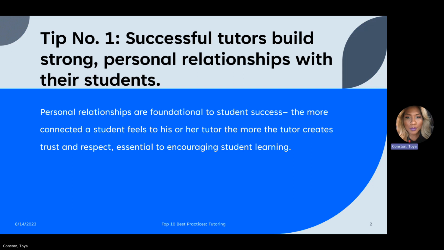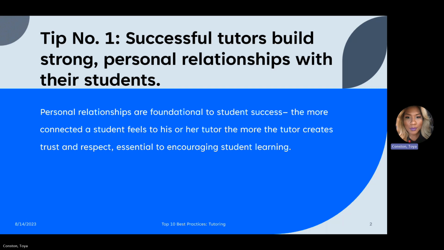As a tutor, you play a very intricate role in the student success of those with whom you're collaborating. These top 10 best practices will not only help you improve as a tutor, but hopefully make you a strong and positive role model for the students with whom you're working.